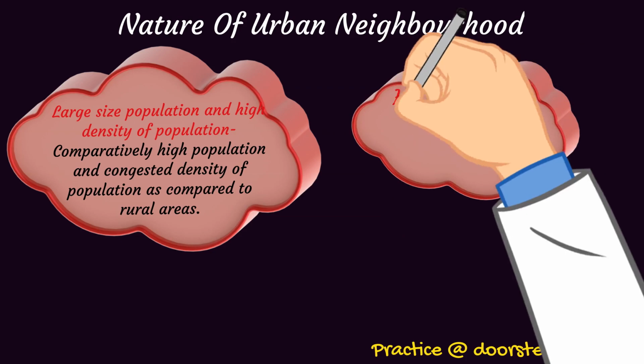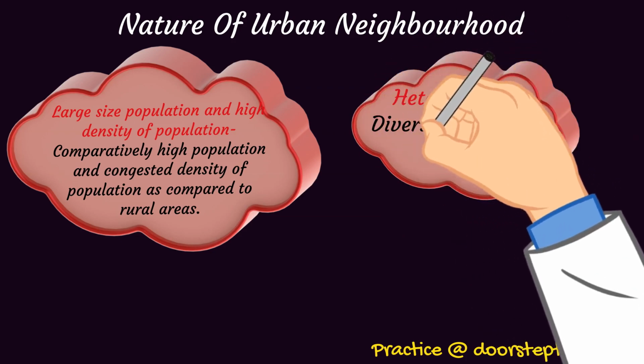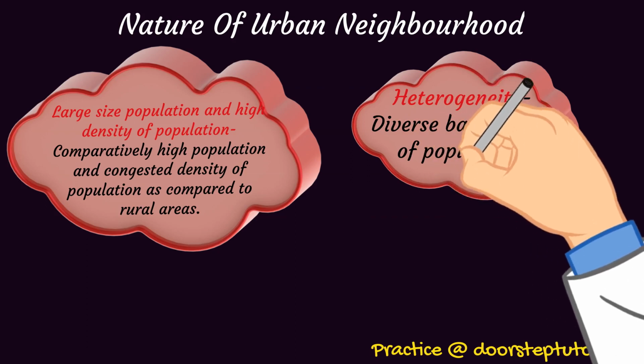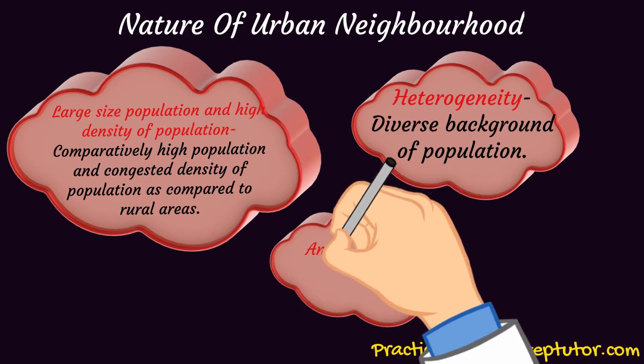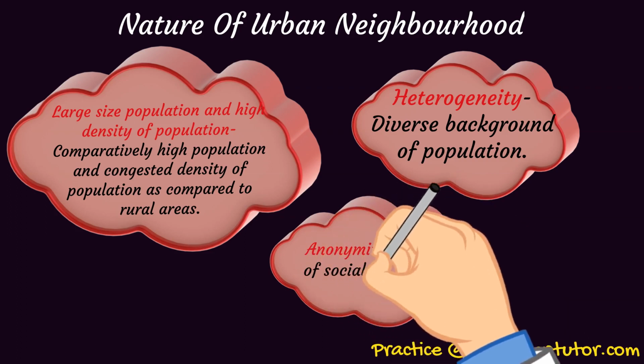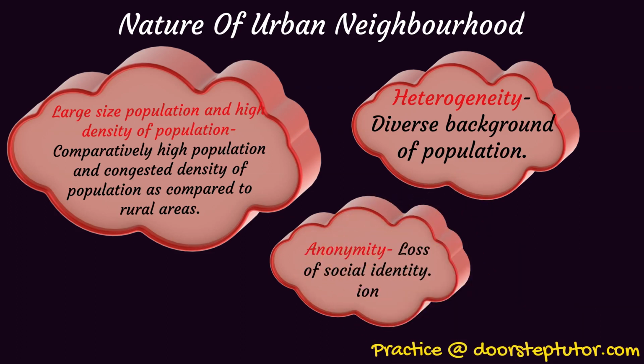Point number 2. Heterogeneity, diverse background of population. Unlike the rural population, which is quite homogeneous, the urban population is quite heterogeneous in nature. Thirdly, anonymity. It means loss of social identity. In rural areas we can find a stronghold of social identity, but in the urban context, there is anonymity. It means people cannot hold their social identity based on their social ascription. Rather, the identity a person gets is based on their achievements.